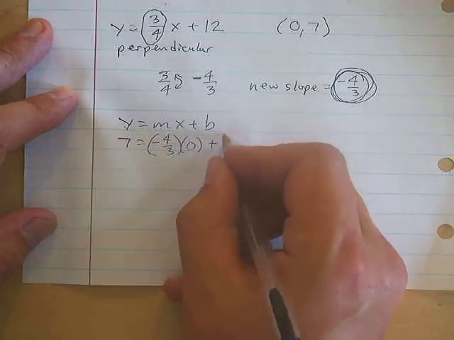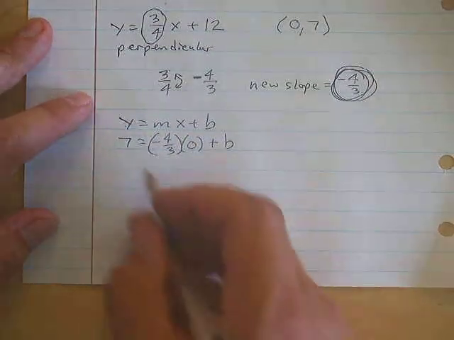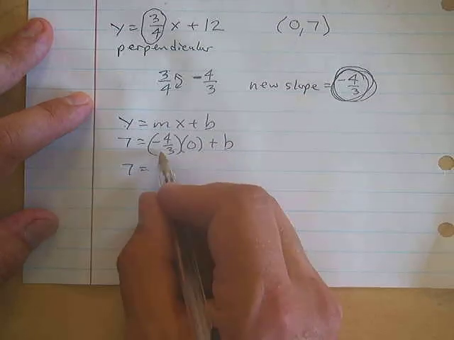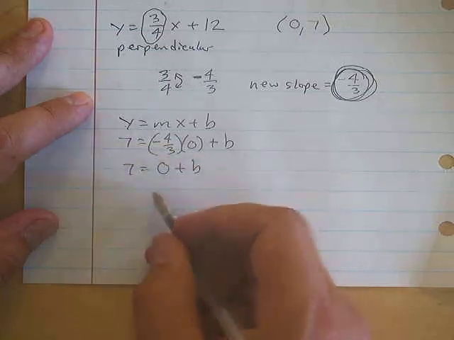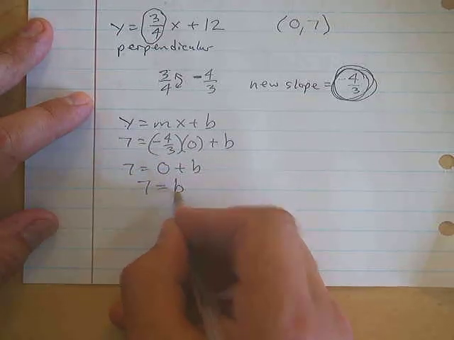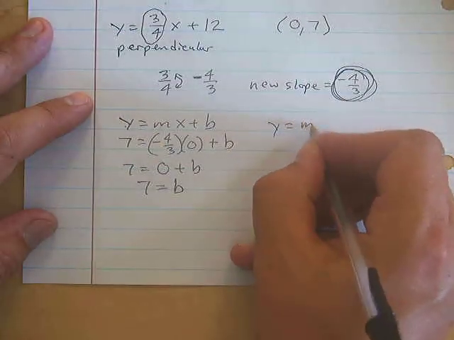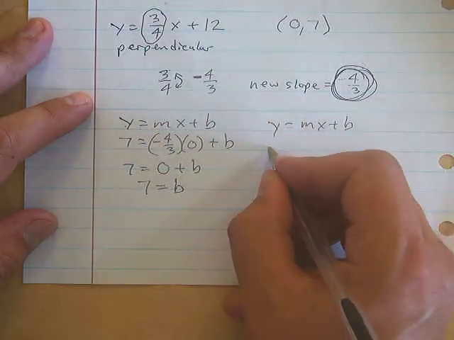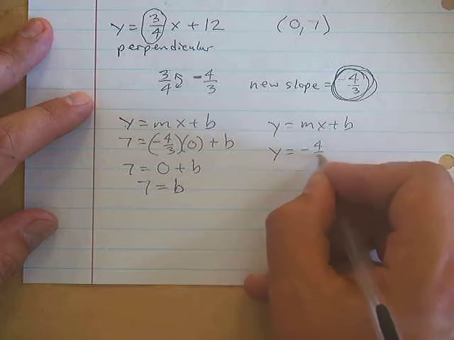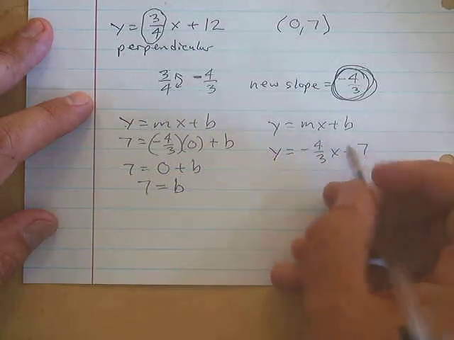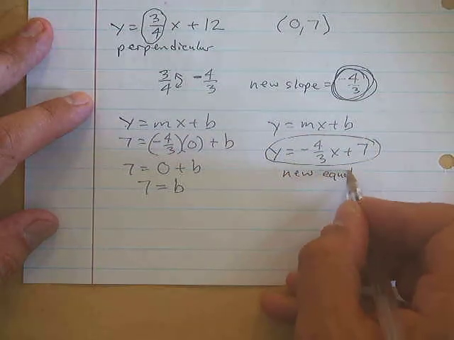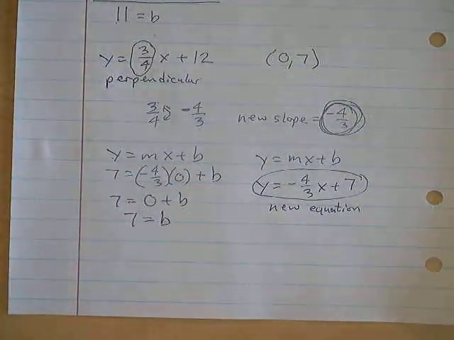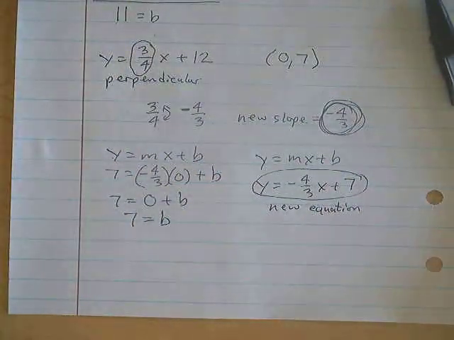So y equals mx plus b is our slope-intercept equation. For my y, I plug in 7. For m, I plug in negative 4/3. For my x, I plug in 0 plus b. All right, so I multiply these together. Negative 4/3 times 0 is 0. In this case, this cancels out, so I have 7 is equal to b. So my new equation is going to be y equals negative 4/3 x plus 7.